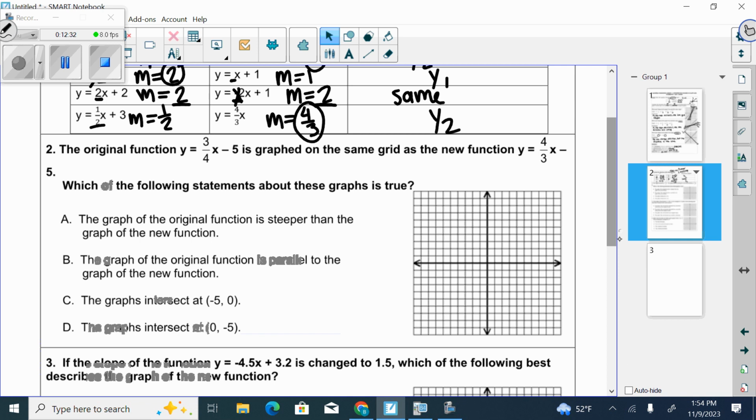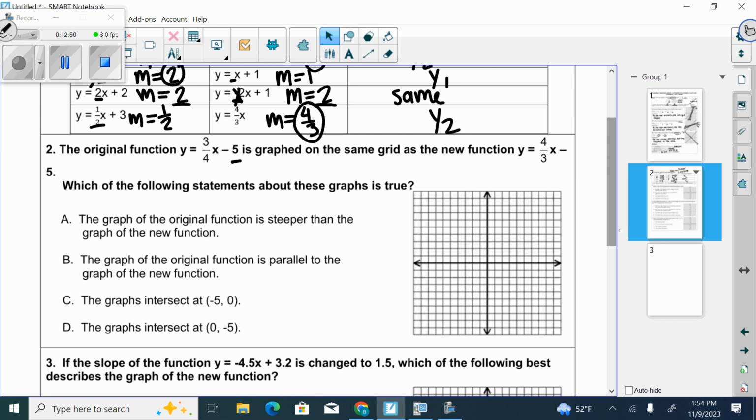All right, number 2 says the original function y equals 3/4 x minus 5 is going to be graphed on the same grid as the new function y equals 4/3 x minus 5. And they want to know which of the statements is true.